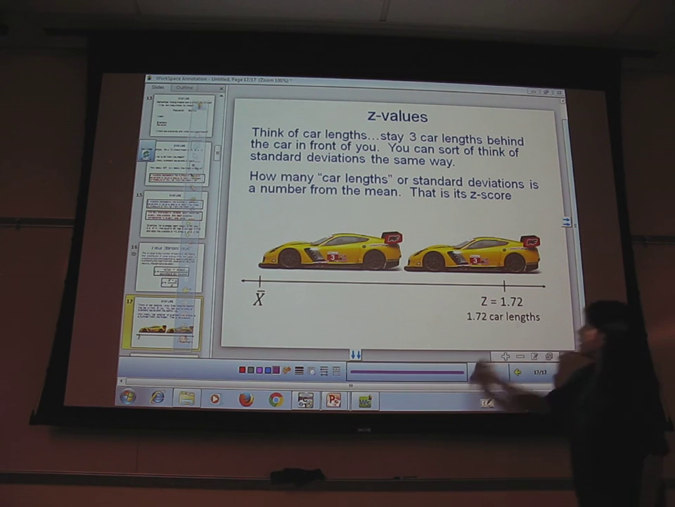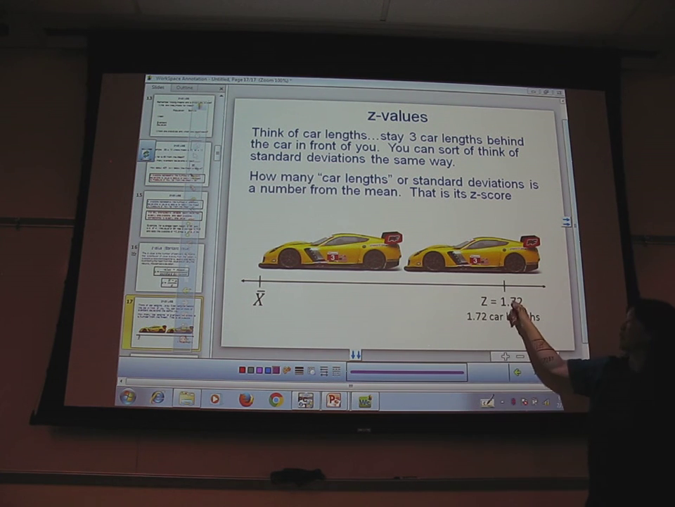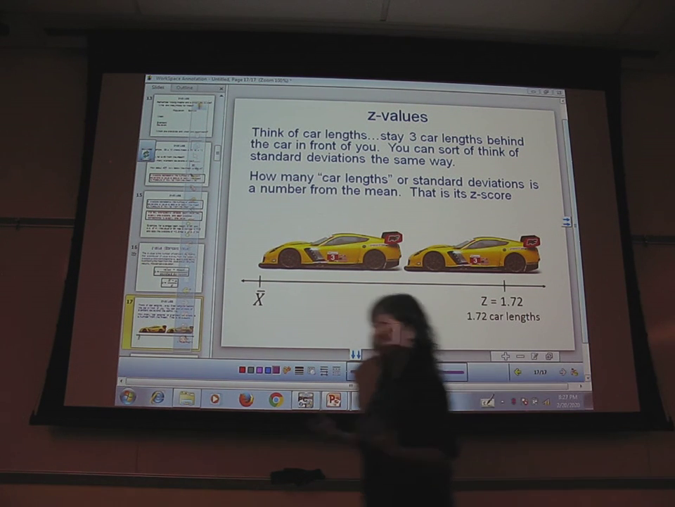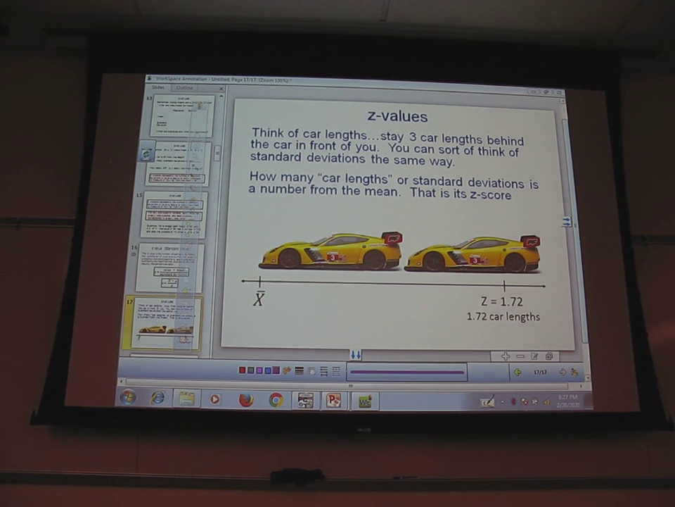So this guy, he's 1.72 car lengths in front of that mean. So his z-score would be 1.72. So I think that helps some people sometimes to wrap their head around the idea of a standard deviation and counting standard deviations, if you think of it as counting car lengths.